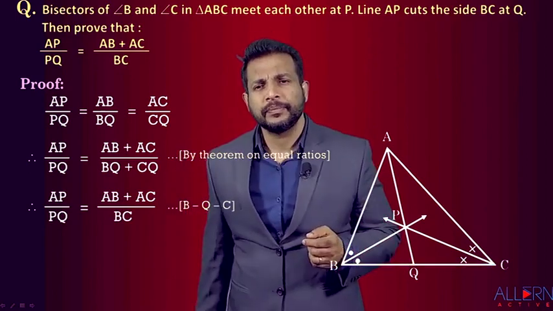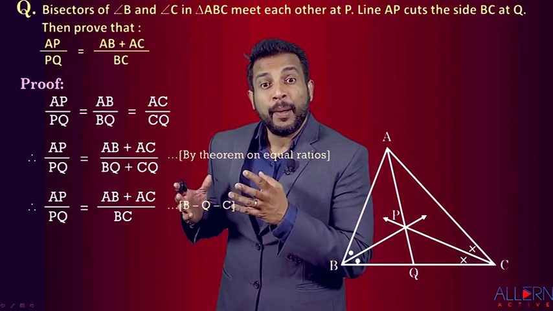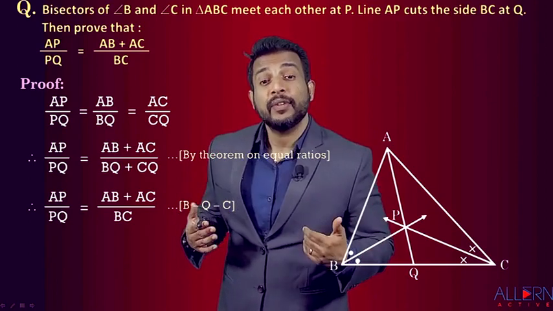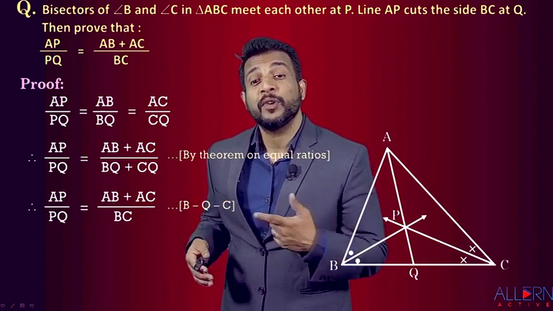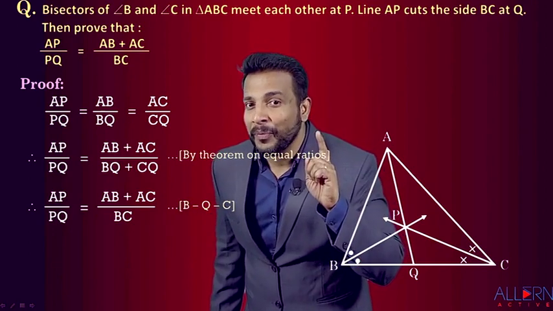Beautiful, we got that. Now look at the proof. What did we want? We wanted AP upon PQ. We got it on the left hand side. On the right hand side, we want AB plus AC upon BC. We got that. And we got the proof. Wasn't that easy? Very easy, right? It's a beautiful sum. Very important one.